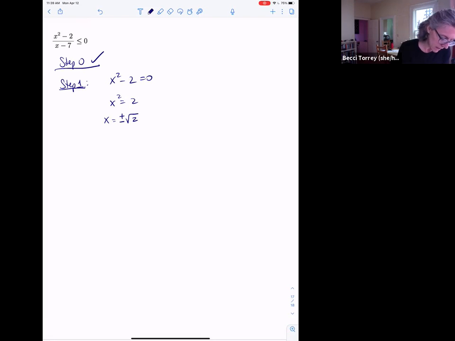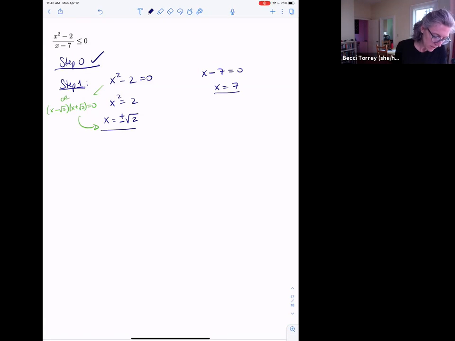Or you can factor, or if it helps, you can use your difference of 2 squares, x minus square root of 2 and x plus square root of 2 equal to 0, to get to the same thing. But we do have both of those things as solutions. And then we also have to find the zeros of the denominator. So x minus 7 equals 0, x equals 7. So these are our breakpoints.